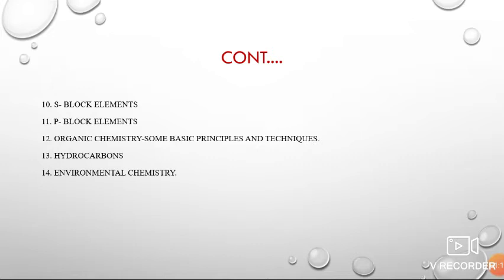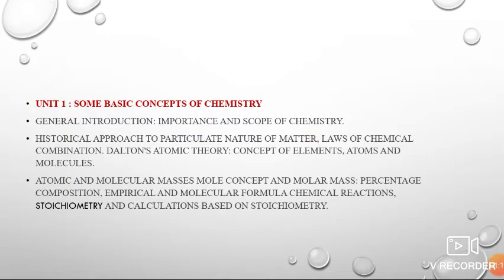So now let's have a look at the topics that these units contain. Unit number 1, some basic concepts of chemistry, contains the following topics. In this unit you will study the general introduction, importance and scope of chemistry, then the historical approach, and after that you will study atomic and molecular masses, mole concept and molar masses.